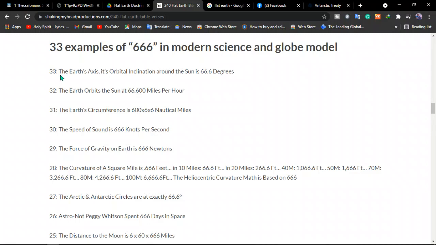Look at this. They say that the Earth's axis, its orbit inclination around the sun, is around 66.6 degrees. Is it making some sense? Do you see some weird number here? They also say that the Earth orbits the sun at 66,600 miles per hour. Something weird again. The Earth's circumference is 600 times 6 times 6 nautical miles. Making some sense here. The speed of sound is 666 knots per second. Are you awake yet? The force of gravity on the earth is 666 newtons. I don't know if you're still awake or you're asleep.